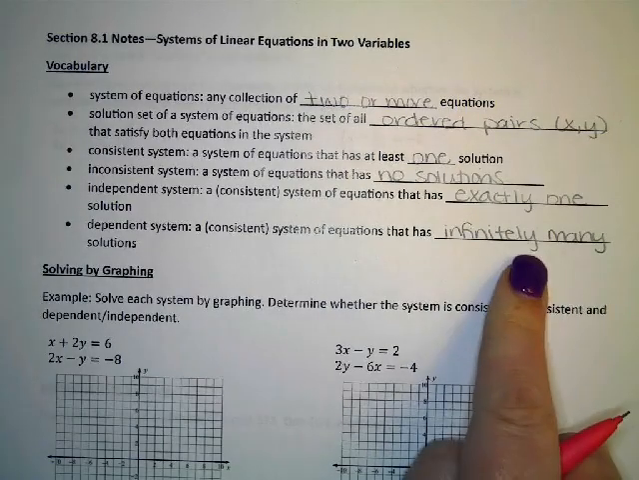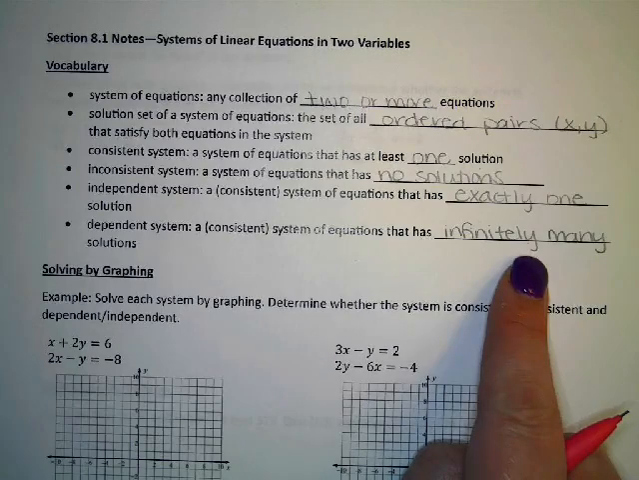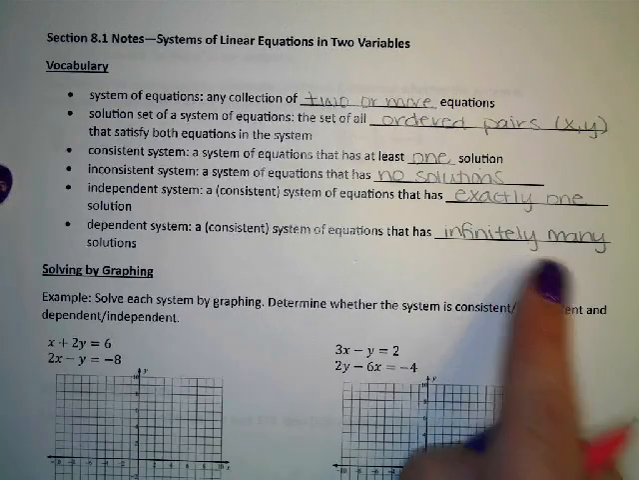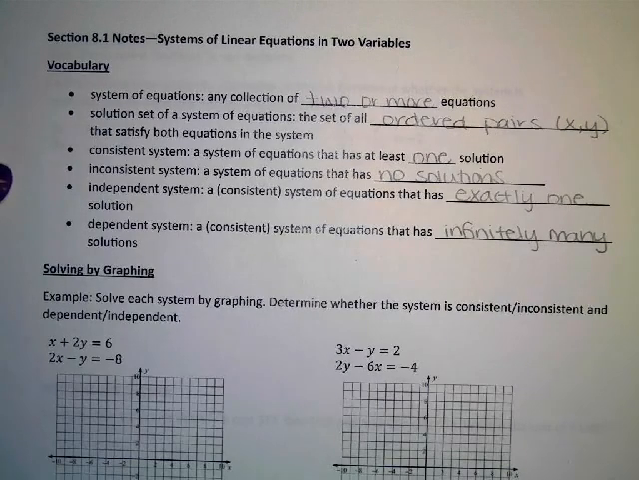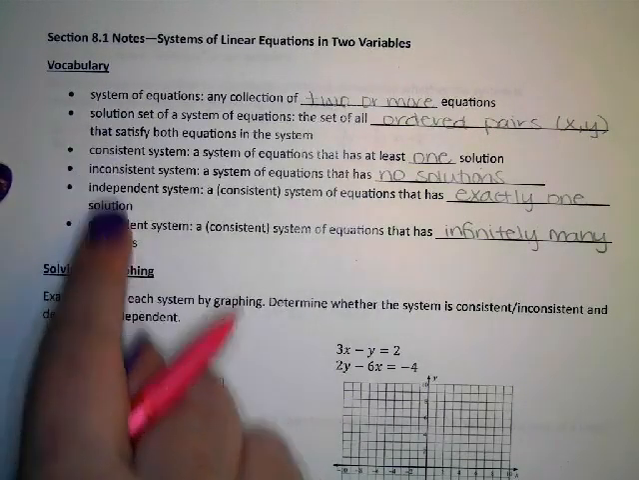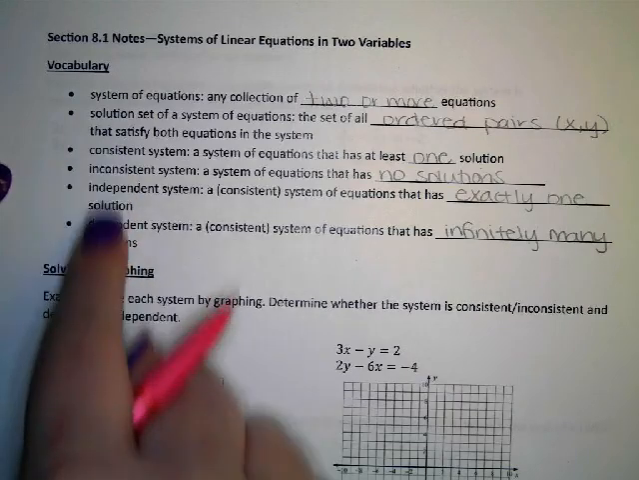There are infinitely many solutions because the entire line is just solution after solution after solution, because every single point that's next to the next point, all of them are solutions. They make both lines true if both lines are the same equation, basically. So we're going to go through and see some examples of these situations.